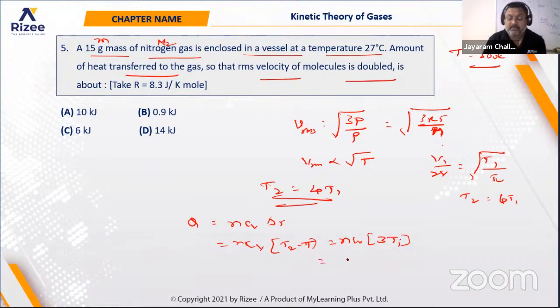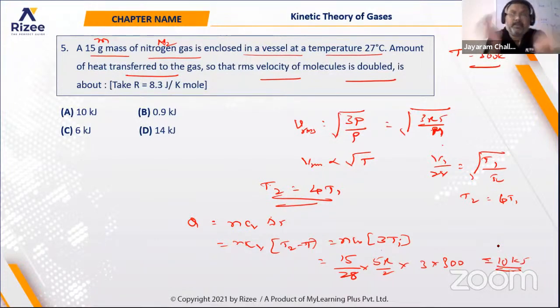Substitute all the values. The n value is going to be how much? Gram weight by gram molecular weight, 15 by 28 here. 15 by 28 is the n value, and the Cv value is 5R by 2, and this is going to be 3 into temperature, which is 300. So this comes out to be, you need to substitute the R value also and solve it. Most probably this should come out to be 10 kilojoules. Okay, so these are the types of questions that can be asked.